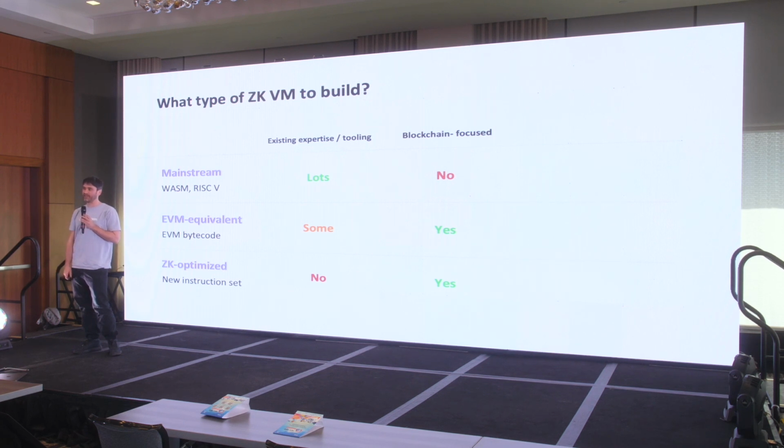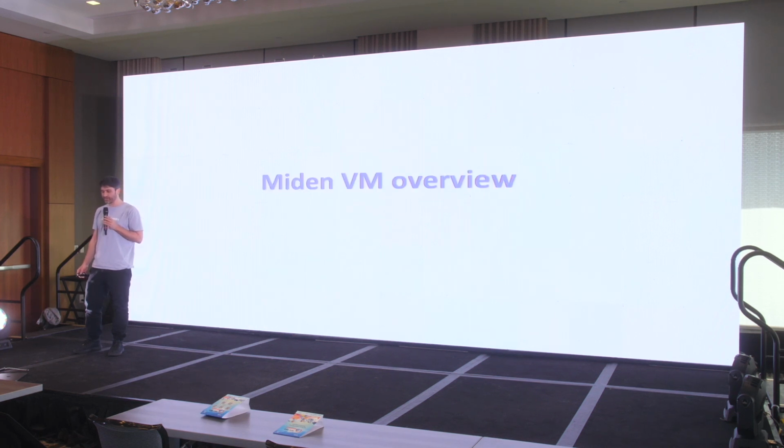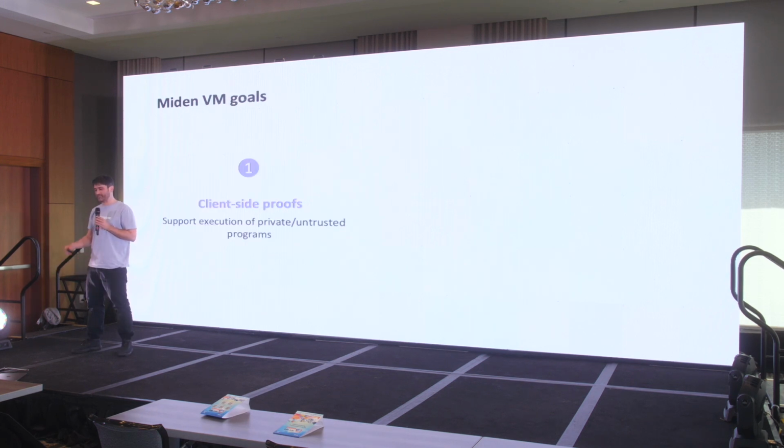So basically, you can optimize it for a certain use case, and it is then more performant in this use case. Right? So to prove EVM code is probably not so performant, or you need way bigger machines than with a specialized virtual machine that is built for this kind of performance. The Miden VM itself is basically a Turing-complete, stack-based, optimized virtual machine, and it is built for client-side proofs. That's why we want to optimize it.